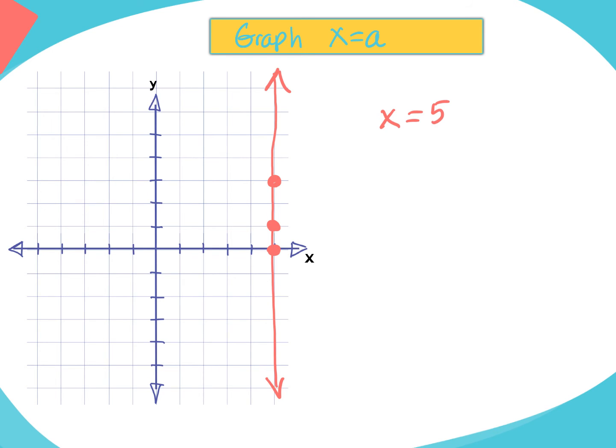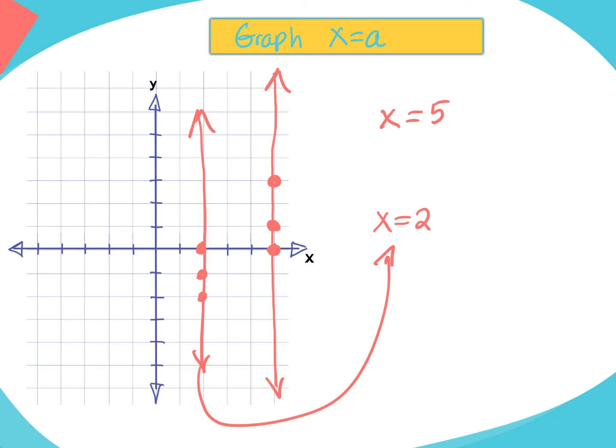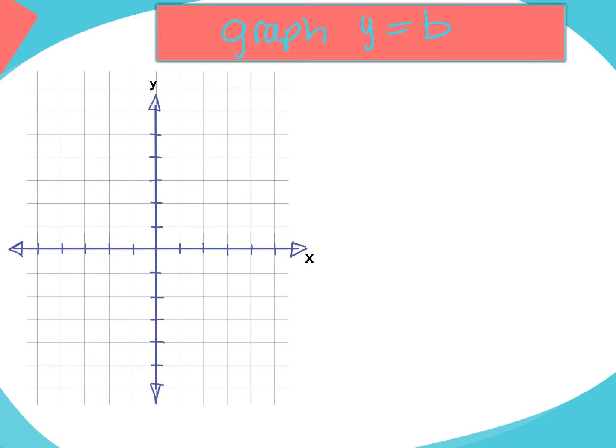If we asked you to plot x equals 2, it would also be a vertical line. It would just go through the spots where x is 2. So the equation x equals a is where a represents any number. We have a similar equation where it's y equals b.